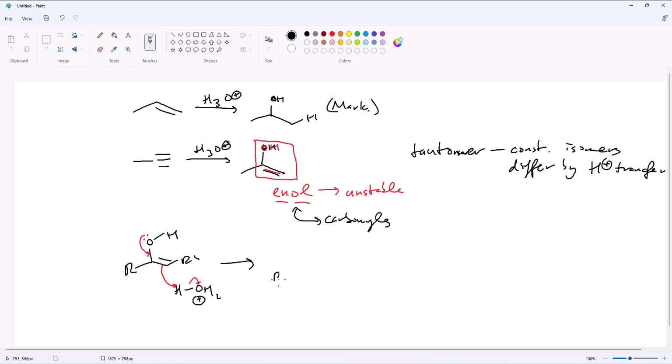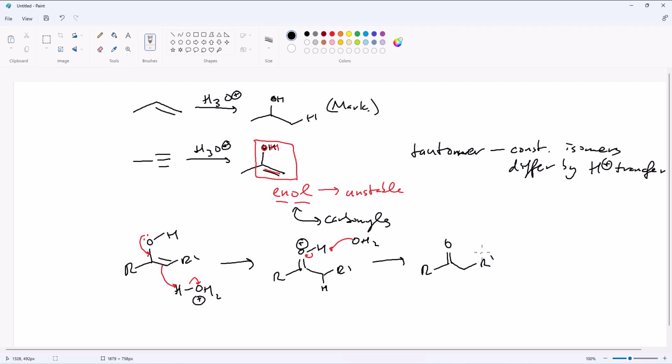What we'll be left with is a double bond to OH. We've gained an H here, and we have R prime. This is an OH+, and this can once again be plucked off by OH2, the water that we just generated in the previous step. And what we're left with is the carbonyl. We see that the enol is a tautomer of the carbonyl.